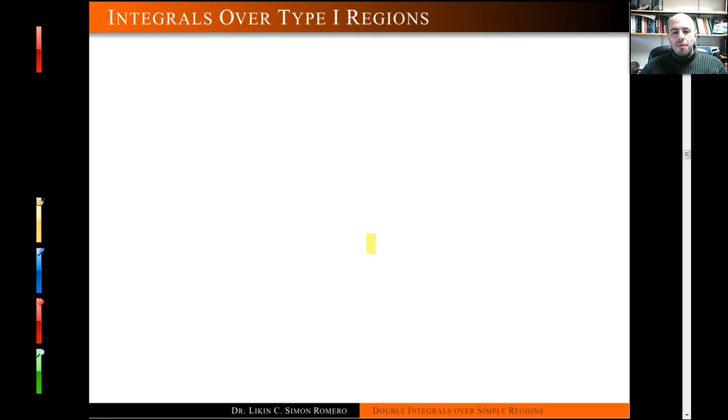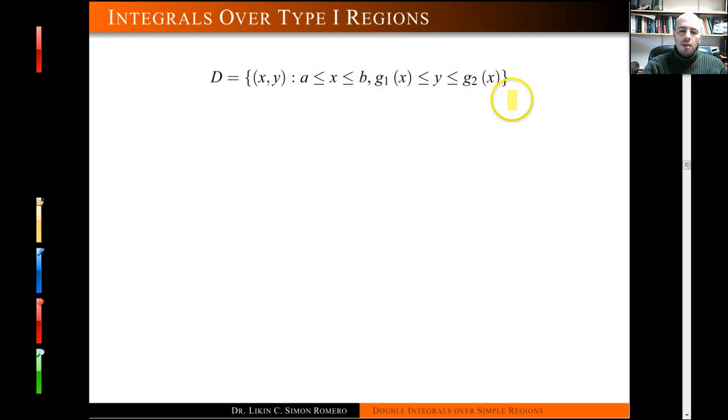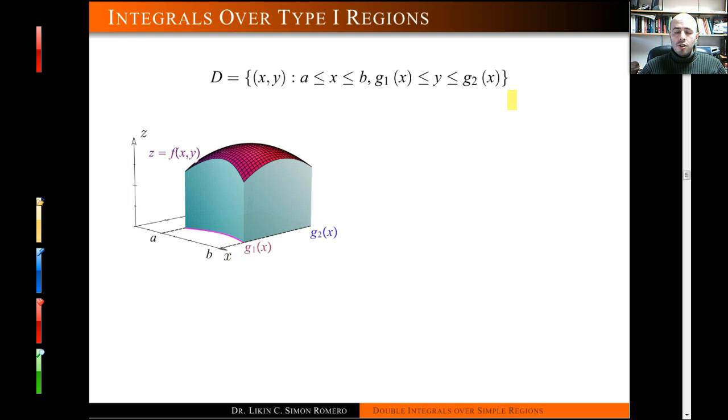Let me tell you a little bit about the integrals over type 1 regions, how we're going to integrate these regions. The idea is just extending Fubini's theorem for this type of region. So let's say that we have a type 1 region, X moves between two numbers and Y moves between two functions that depend on X. Obviously those functions are continuous.